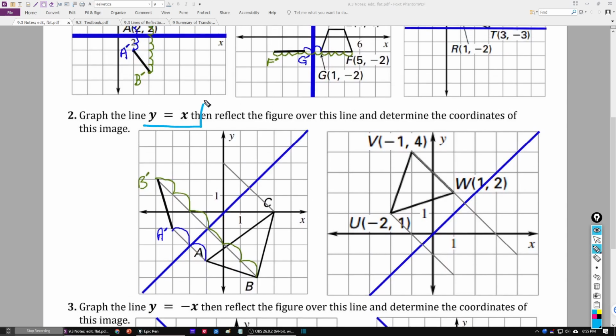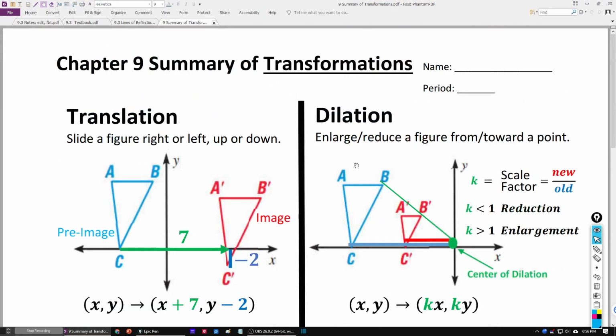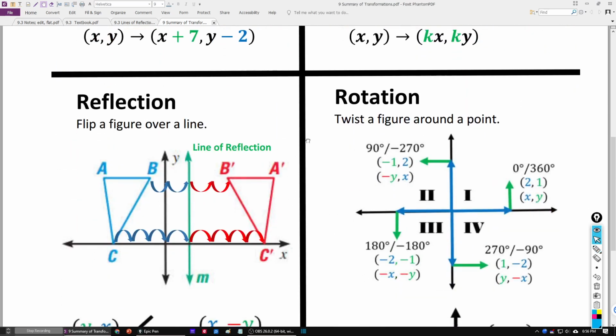And this is the line of reflection is y equals x. What I should have done is come over here, and when we did those horizontal and vertical lines, I could have used this. This is also a very helpful summary of transformations that I would highly recommend, and this is also up on my website. I'd highly recommend that you get accustomed to this and keep on looking back here.